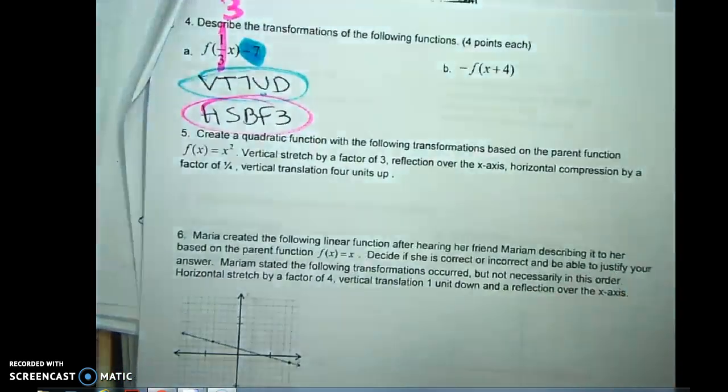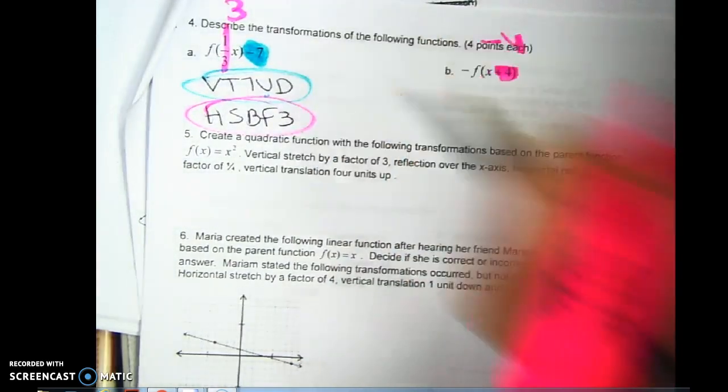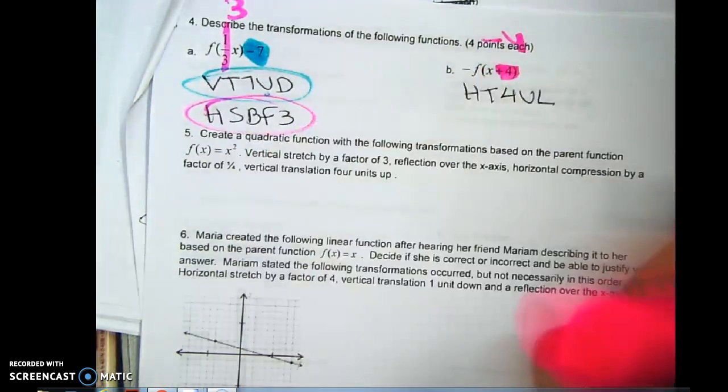Okay, let's look at this next one. This 4 is with the x, so you do the opposite. Horizontal translation 4 units left.